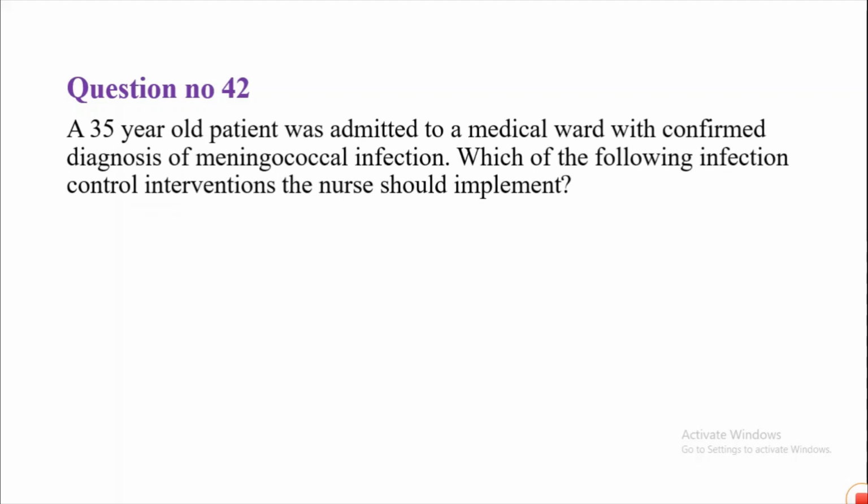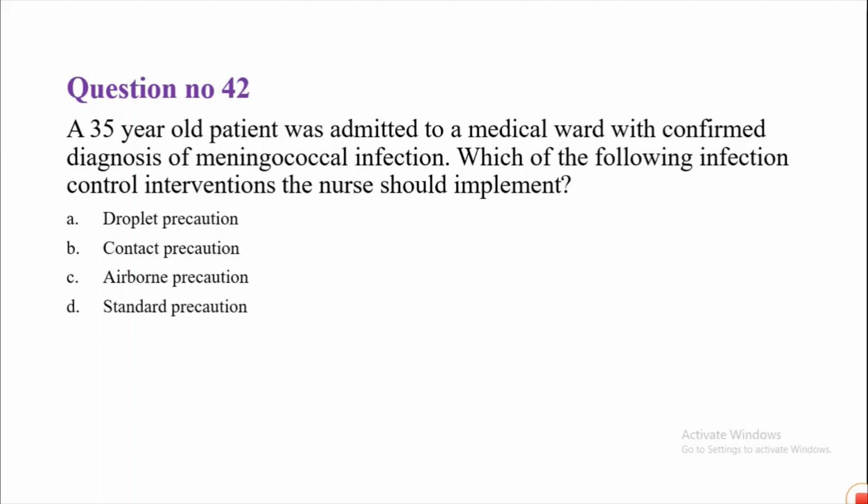Question number 42. A 35-year-old patient was admitted to a medical ward with a confirmed diagnosis of meningococcal infection. Which of the following infection control interventions should the nurse implement? The options are number A, droplet precaution, number B, contact precaution, number C, airborne precaution, number D, standard precaution.